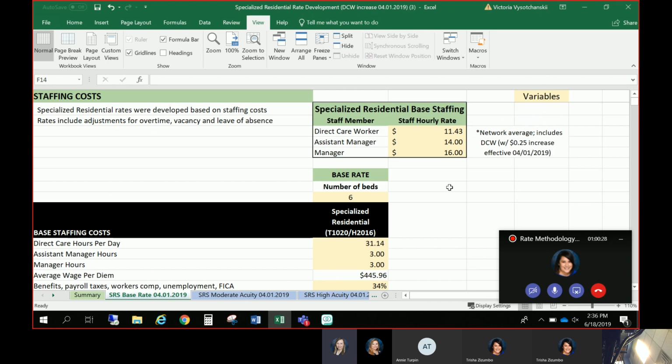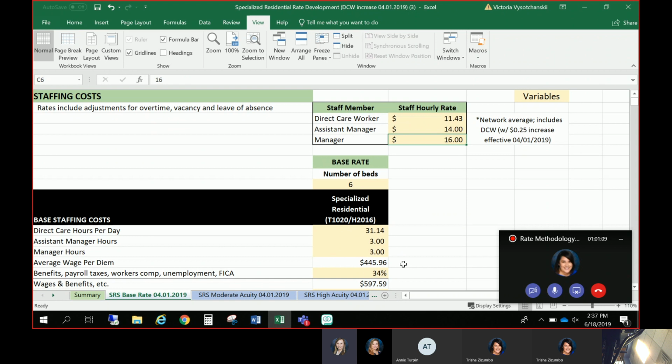So this amount right here, $11.43, this is a network average of the hourly wage that a direct care employee would have. And this does include direct care wage, as well as the 25-cent direct care wage increase that was recently approved by the Michigan Department of Health and Human Services. And this went into effect April 1st of 2019. So that is also included in this logic. We also have $14 included in here for an assistant manager position and $16 for a manager position, which we've accounted for farther down the logic.